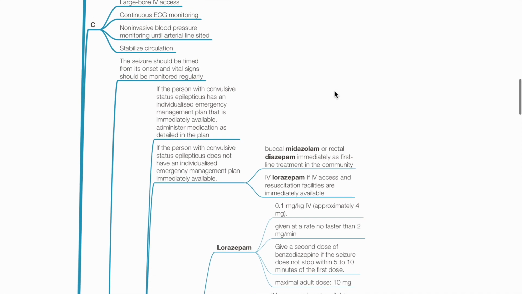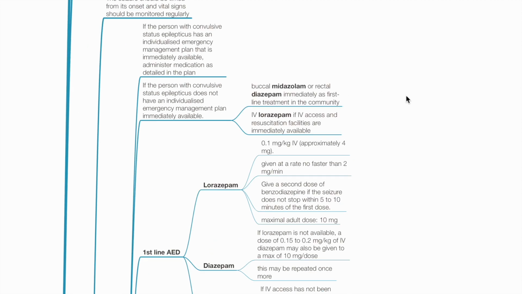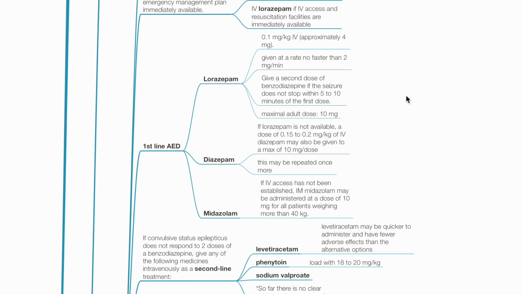If the patient with convulsive status epilepticus has an individualized emergency management plan that is immediately available, administer medication as detailed in the plan. If the patient does not have an individualized emergency management plan, give buccal midazolam or rectal diazepam immediately as first-line treatment in the community, and IV lorazepam if IV access and resuscitation facilities are immediately available. First-line antiepileptics include lorazepam, diazepam, and midazolam.